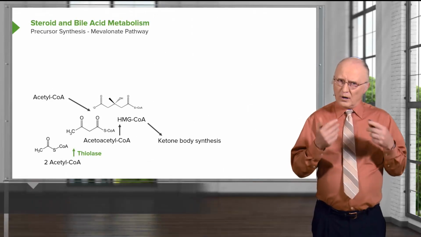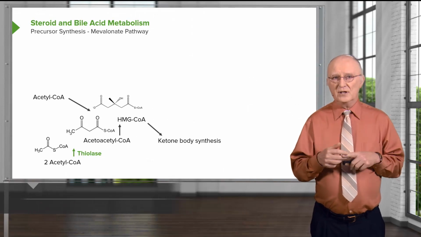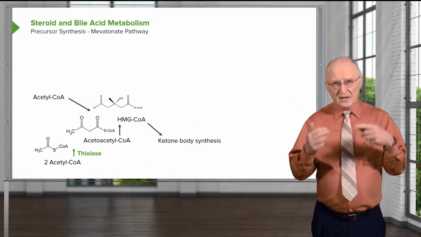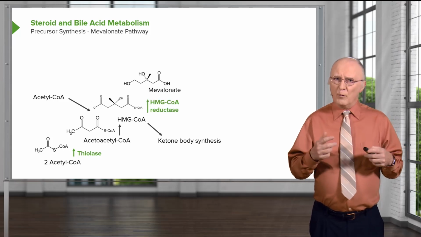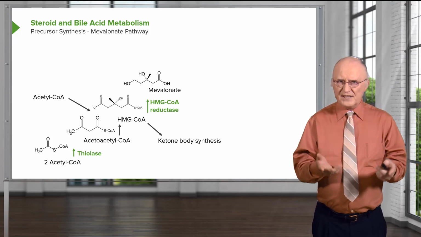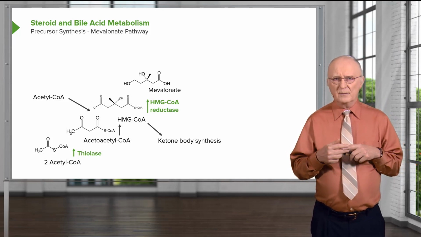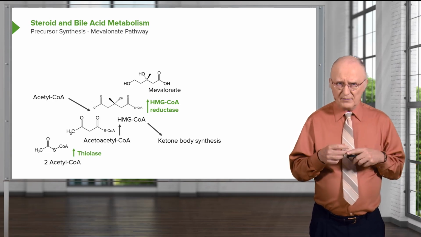Now, going back to our original pathway where we had the production of HMG-CoA, I noted that HMG-CoA was a branch point between synthesis of ketone bodies and the production of cholesterol. So now I want to follow the pathway that leads to cholesterol. The step that converts HMG-CoA to mevalonate is probably the most important step in the synthesis of cholesterol.